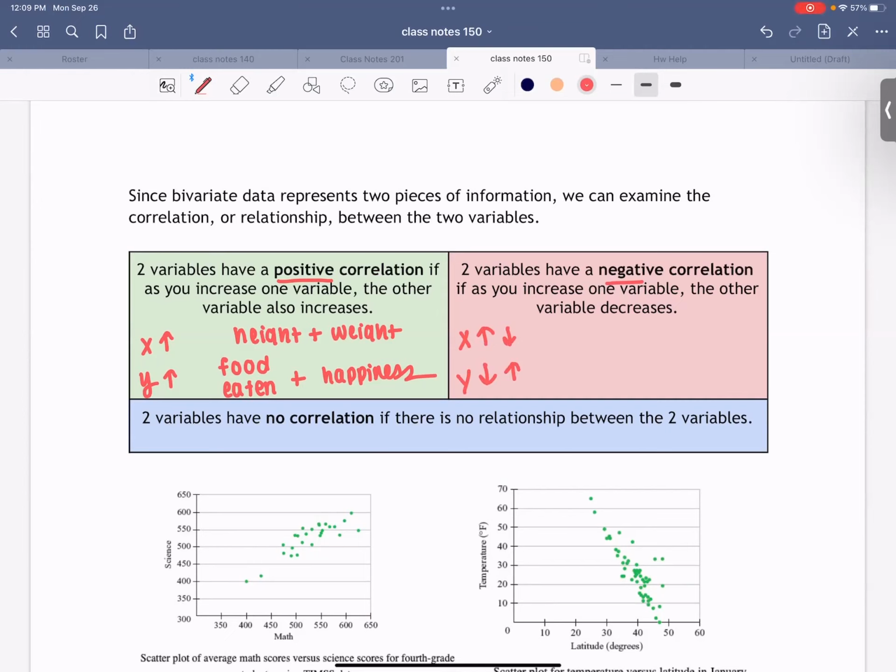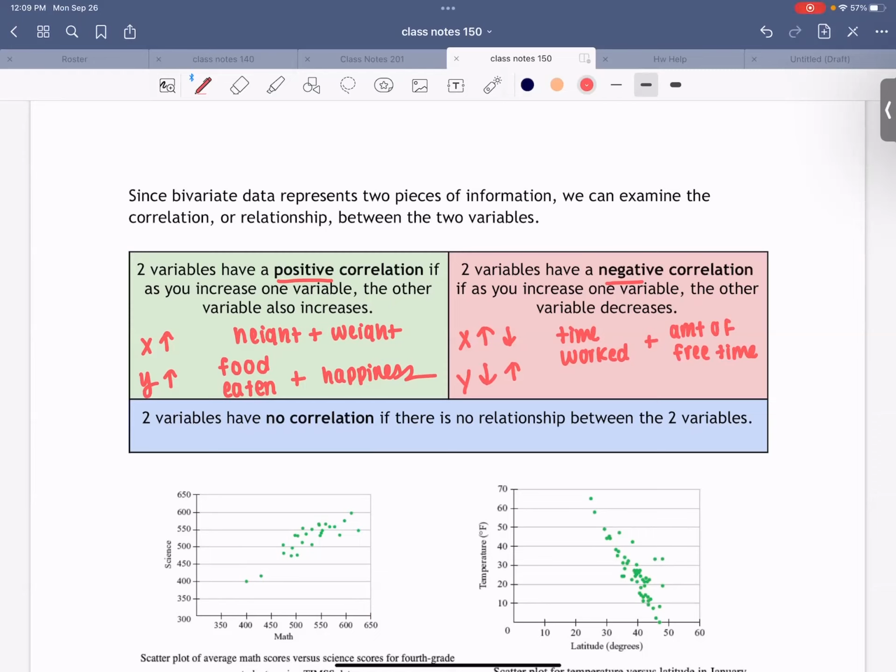Examples of negative correlation would be, how about the amount of time you work? So time worked and the amount of free time you have, right? Amount of free time. So if you increase the amount of time you work, you're not going to have as much free time. Okay.